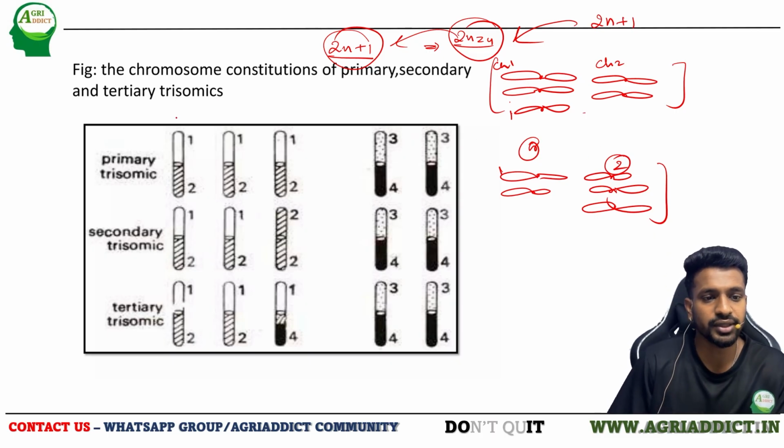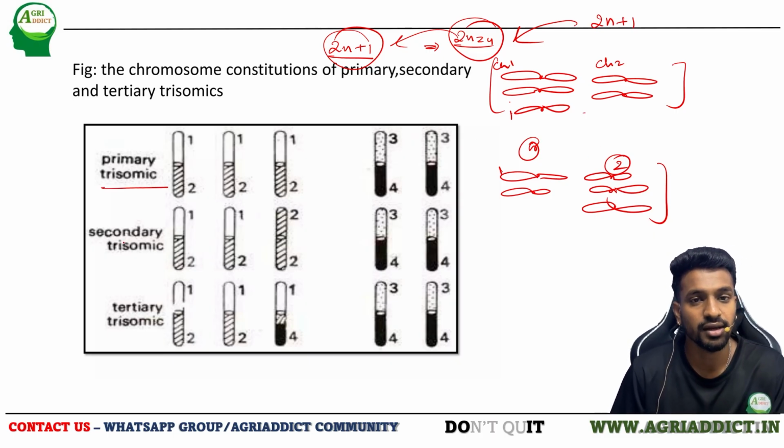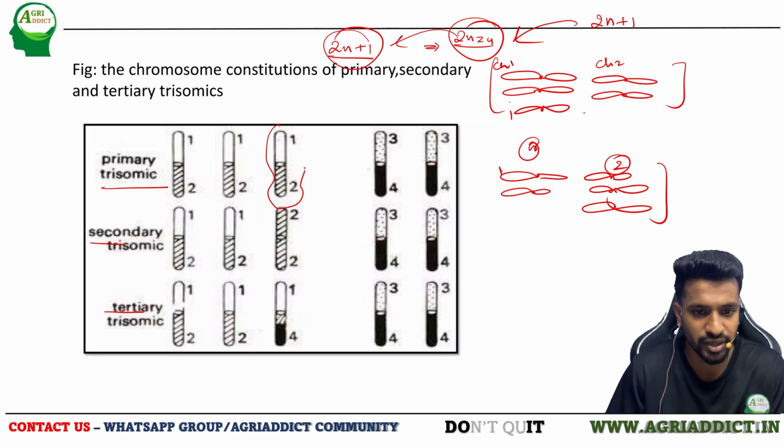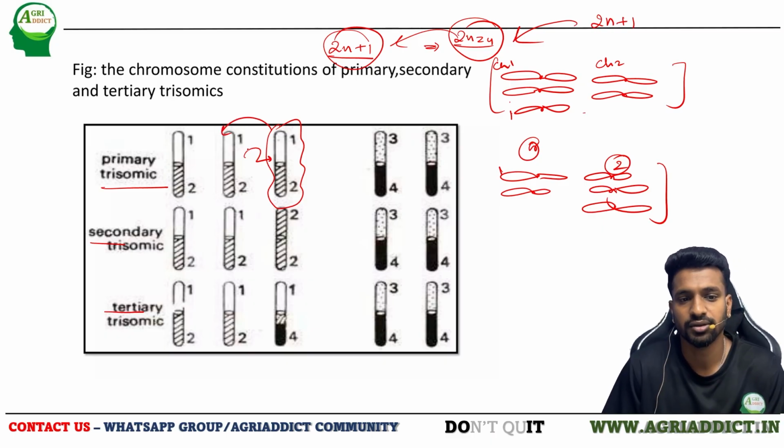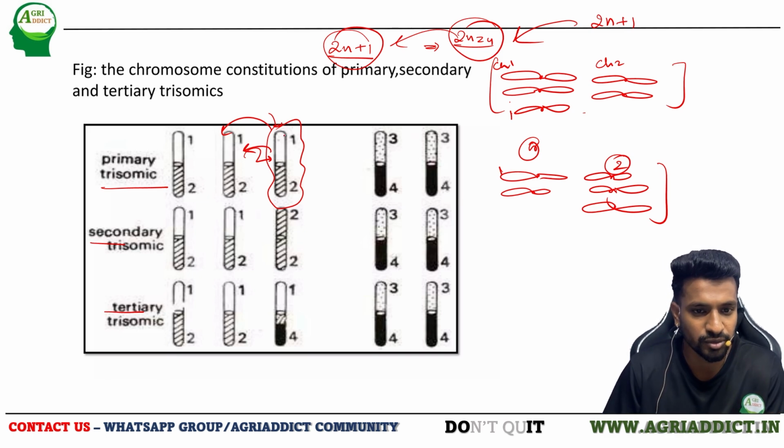Within this, I told you there are 3 different types of trisomic conditions: primary trisomics, secondary trisomics and tertiary trisomics. What is the difference between these three? In the primary trisomics, the extra complement which you are seeing here is exactly the same as the haploid content. So the same chromosome complement of the normal chromosomes is duplicated, and this is how the extra chromosome complement is formed. As you can see, if we name this as 1 and this as 2, it exactly matches the normal chromosome complement. If this is the case, it is called primary trisomics.